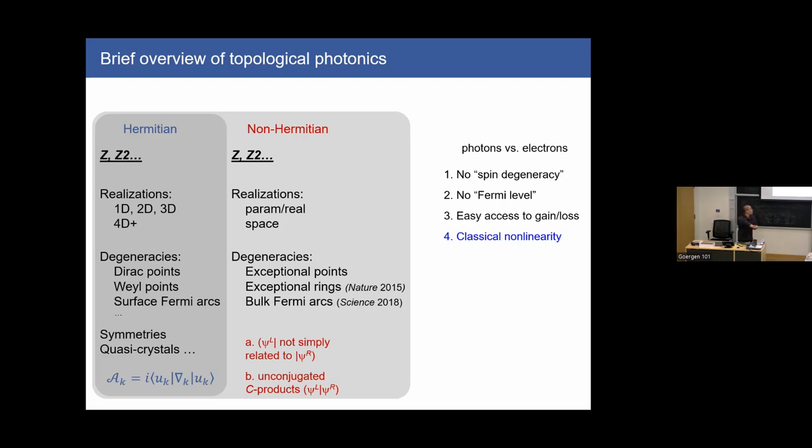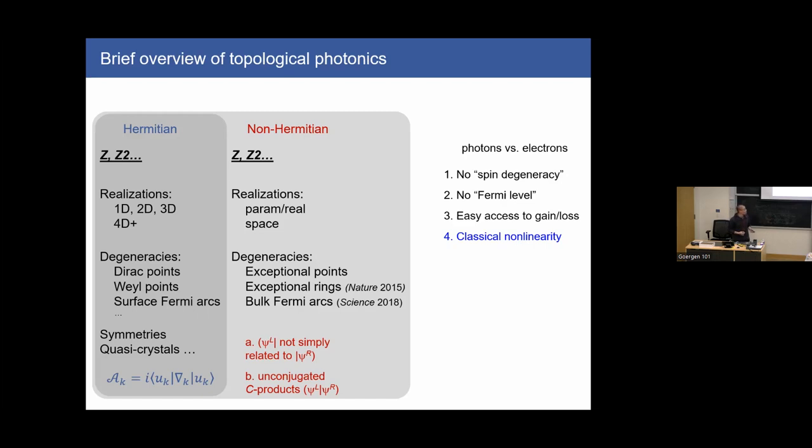Now, what we are interested in is yet another important difference between the photonic system and the electronic system. That's that photons obey Maxwell's equations, which naturally build in classical nonlinearity, whereas electrons follow the Schrodinger equation, which is a linear differential equation. So we'd like to understand what is the role of classical nonlinearity when we study topological physics.